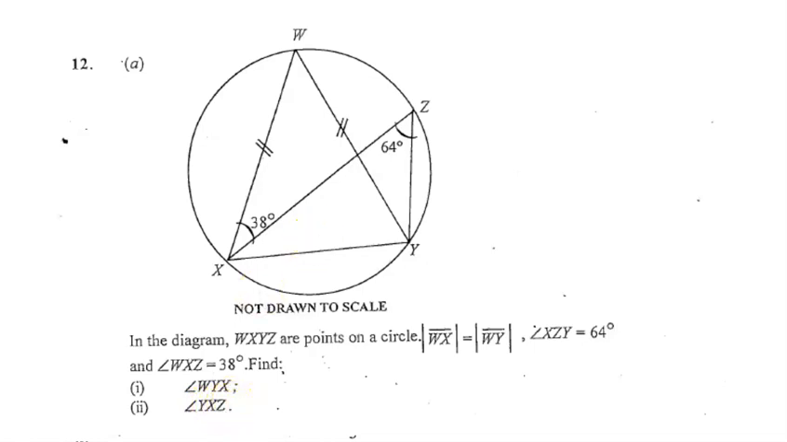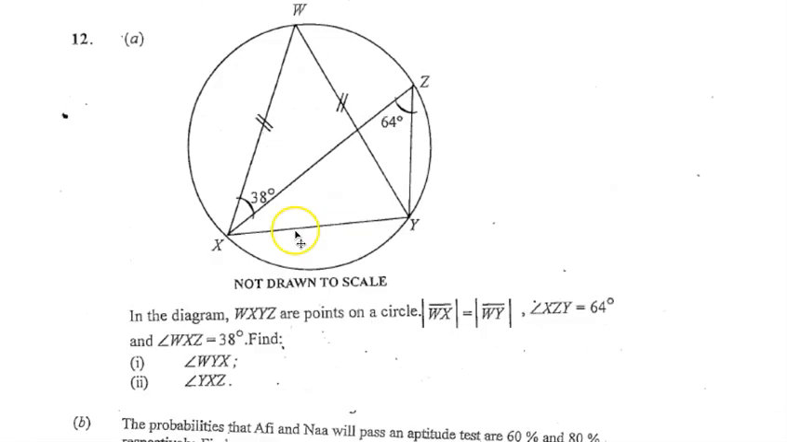Okay, now questions on circle theorem are based on the theorems that you know. So the first one is we have to identify the angle that we are supposed to find. Angle WYX. What is angle WYX? This is WYX. So this is the angle that we are talking about. Okay, so how do you find this angle?